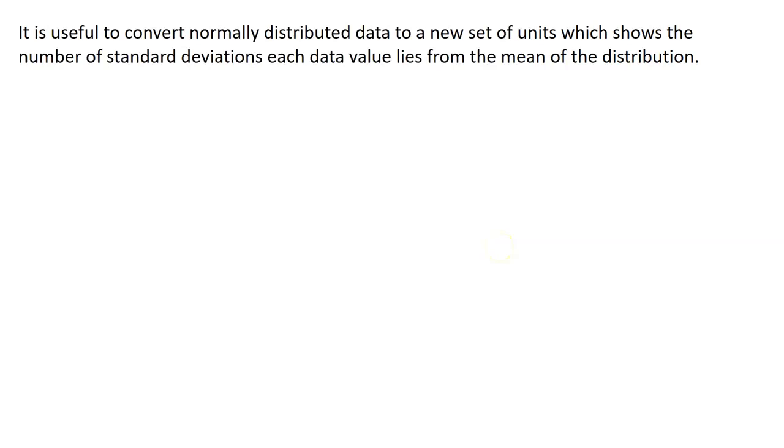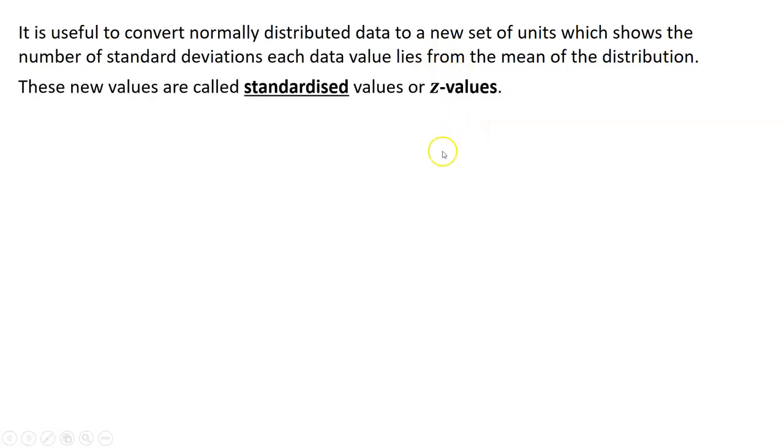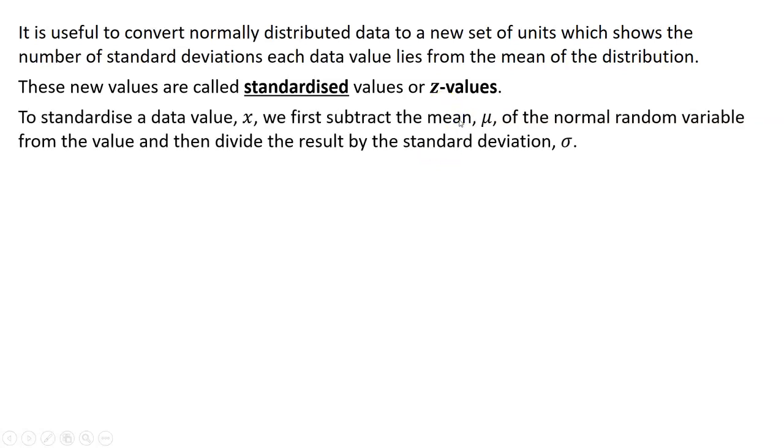Okay, now it can be useful to convert normally distributed data into a new set of units, which shows how many standard deviations the data value lies from the mean of the distribution. The new values that you find are called standardized values, or sometimes referred to as Z values. To standardize a data value X, we subtract the mean of the normal random variable, and then we divide the result by the standard deviation. So our Z value is data value minus the mean divided by the standard deviation.